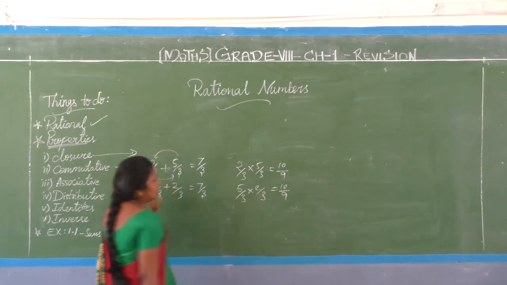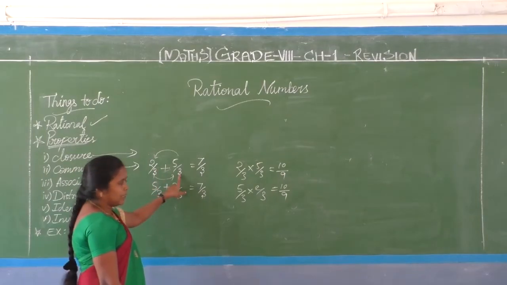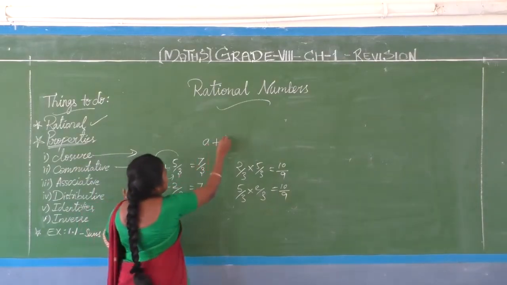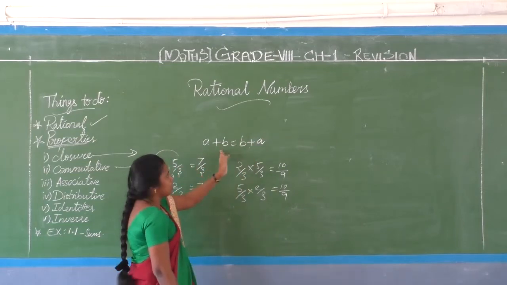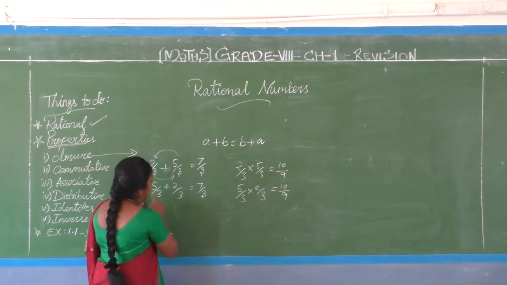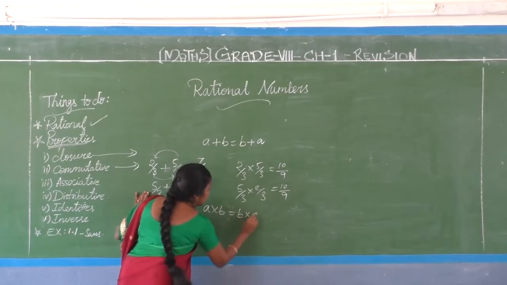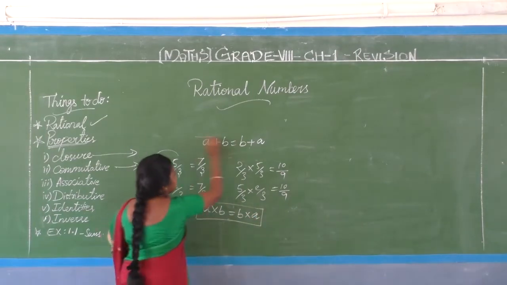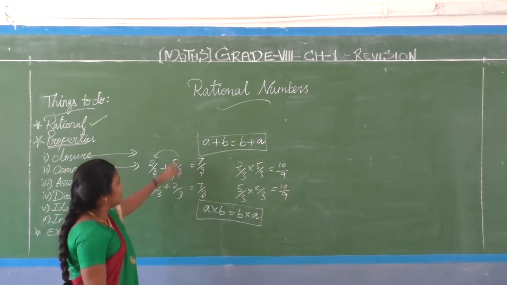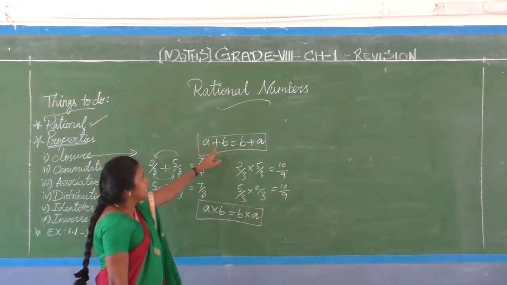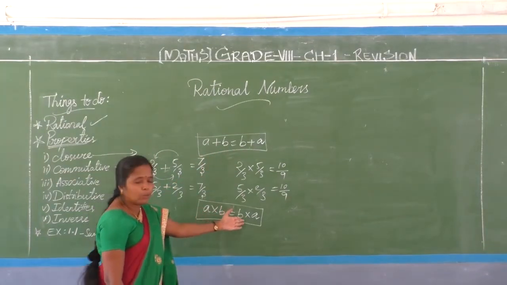3 3s are 9. Okay, so what we observe for any two rational numbers a, b: a plus b is equal to b plus a. Clear? This is addition-wise commutativity. Multiplication-wise, for any two rational numbers a, b, a into b is equal to b into a. Familiar result. What is the formula for both addition and multiplication? For any two rational numbers a, b, a plus b equal to b plus a. Multiplicative-wise, a into b is equal to b into a.